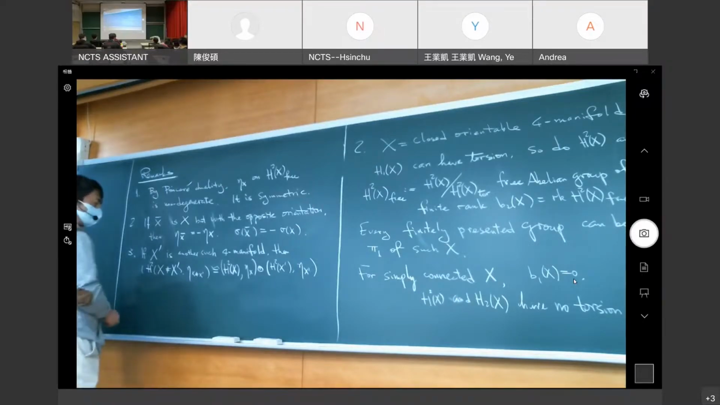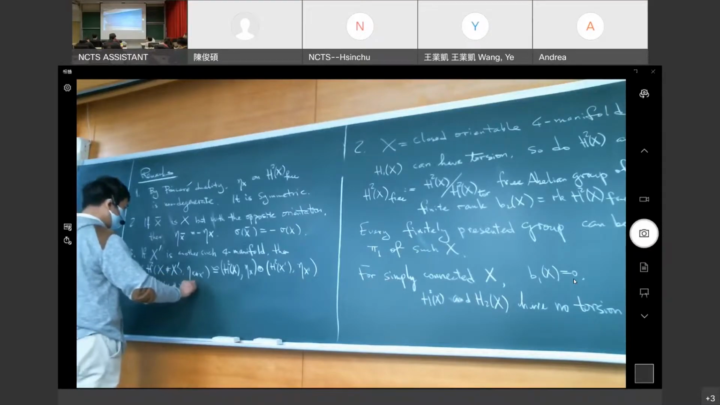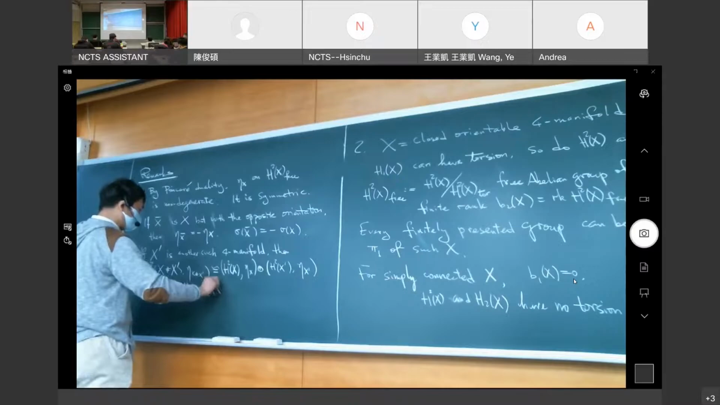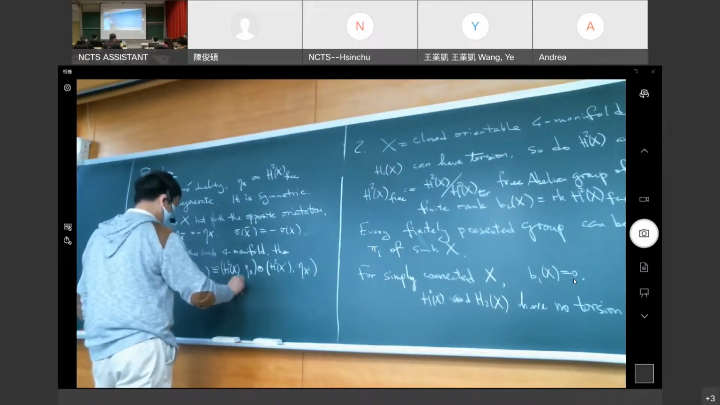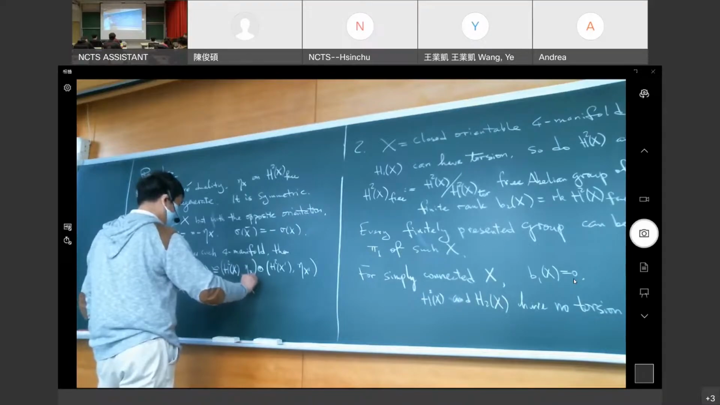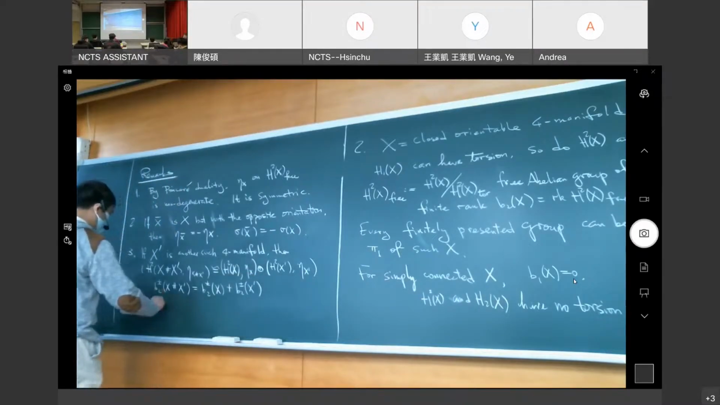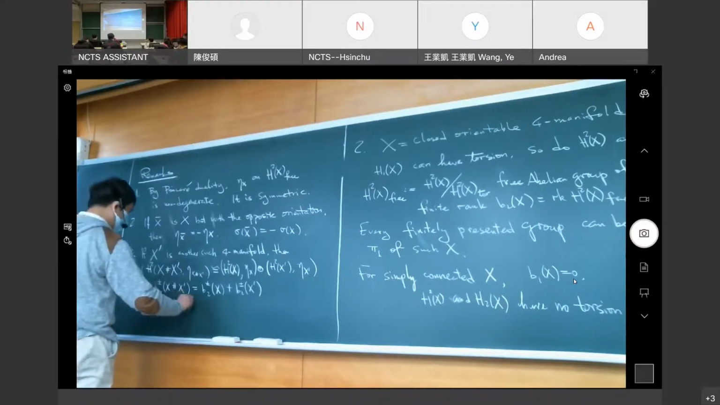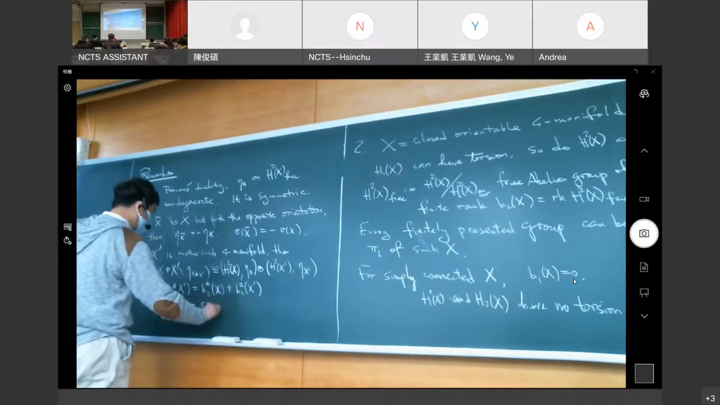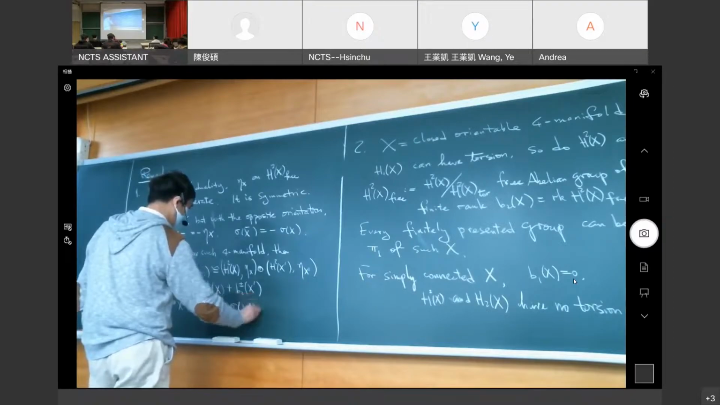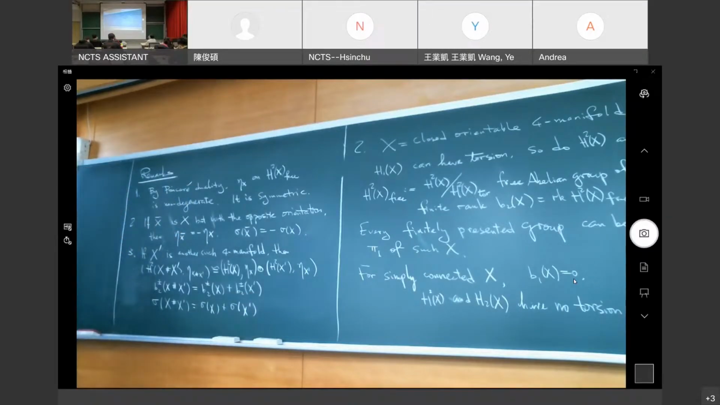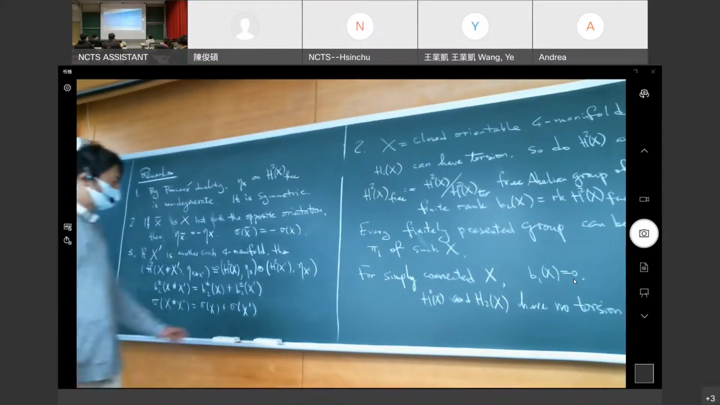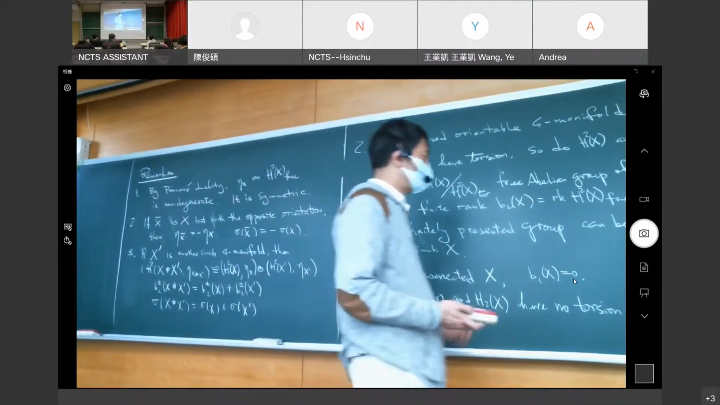Consequently, we have B2 plus or minus of the connected sum equal to the sum of the two. And also the signature behaves additively. So these are some simple remarks about the intersection form.